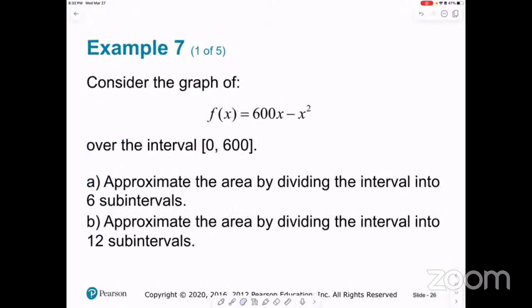Okay, so consider the graph of this function over the interval from 0 to 600. Approximate the area by dividing the interval into 6 subintervals, and then approximate the area by dividing the interval into 12 subintervals. Okay.